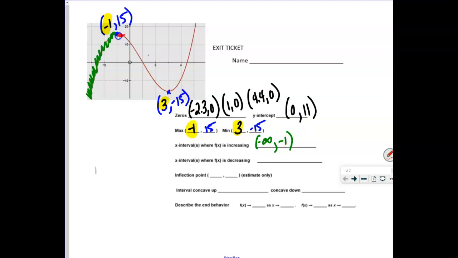Then your track turns around and it becomes a decreasing roller coaster track. From when to when? Very nice. Negative 1 to 3. But then it turns again, and now you have an increasing interval. From when to when? Very good. 3 and then forever.